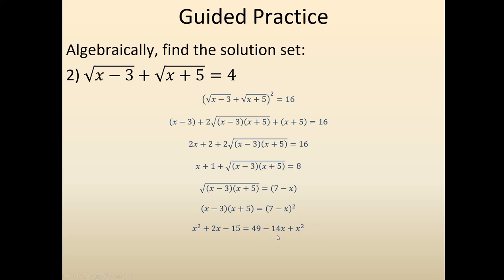And then we can combine like terms. Move the 14x over to the left, move the 15 over to the right to get 16x equals 64. And then dividing both sides by 16, we get x equals 4.